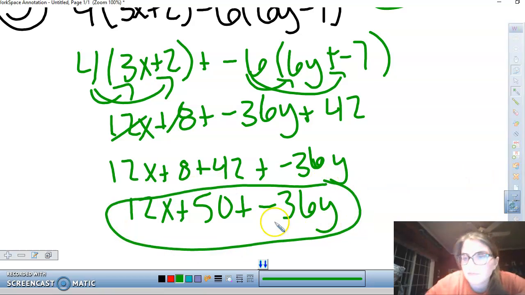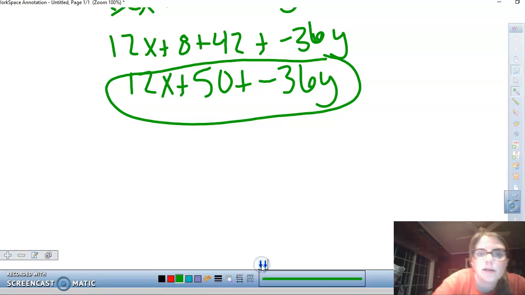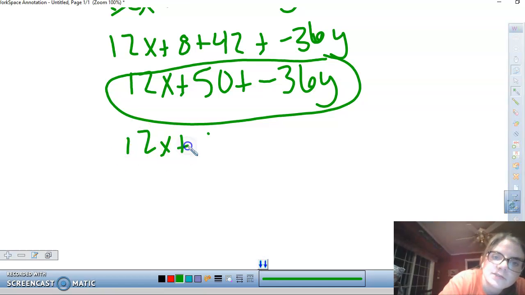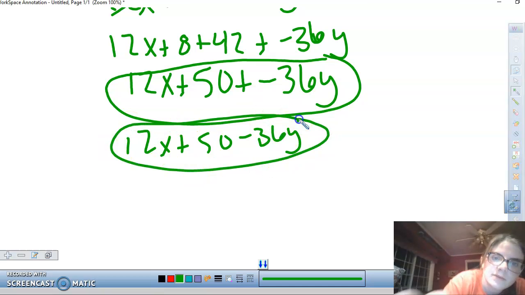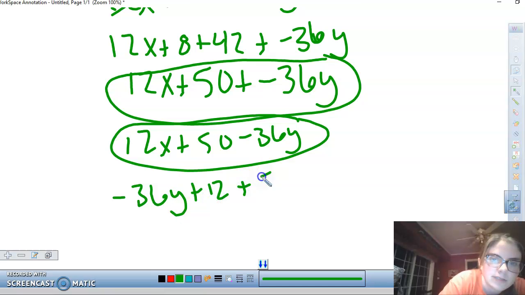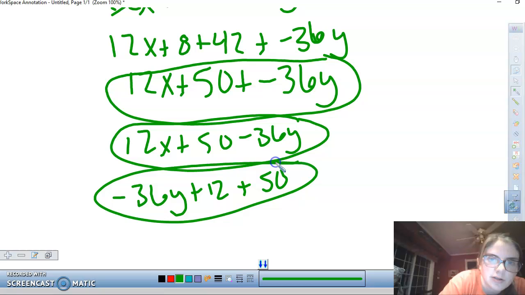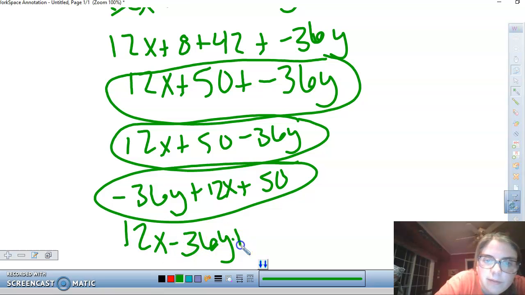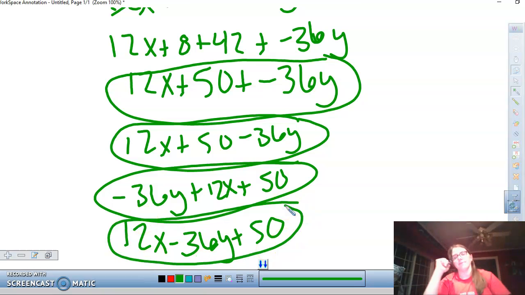Here's an answer. My answer could also be 12x plus 50 minus 36y. Answer could also be negative 36y plus 12x plus 50. My answer could also be, oh, I forgot an x here. My answer could also be, which one haven't I done? Oh, I haven't done 12x minus 36y plus 50. All sorts of fun possibilities here.